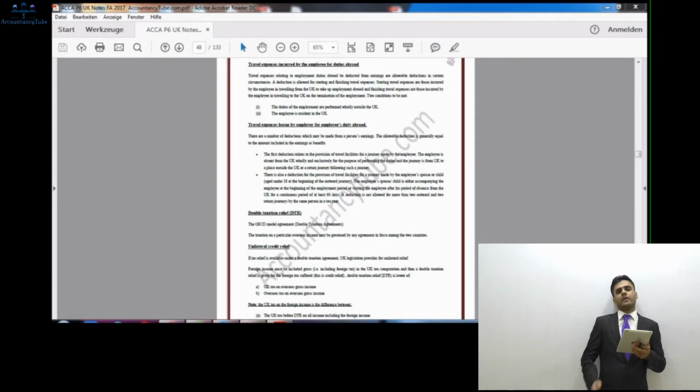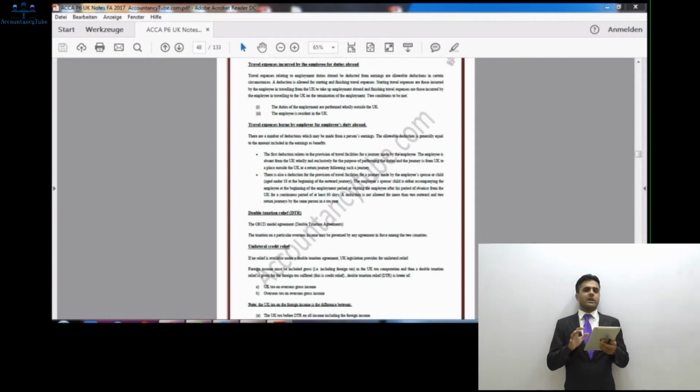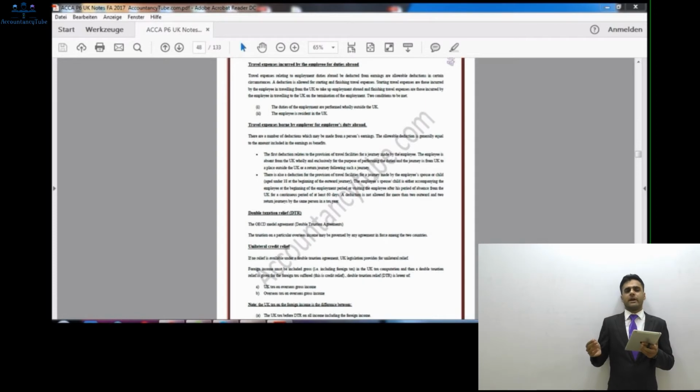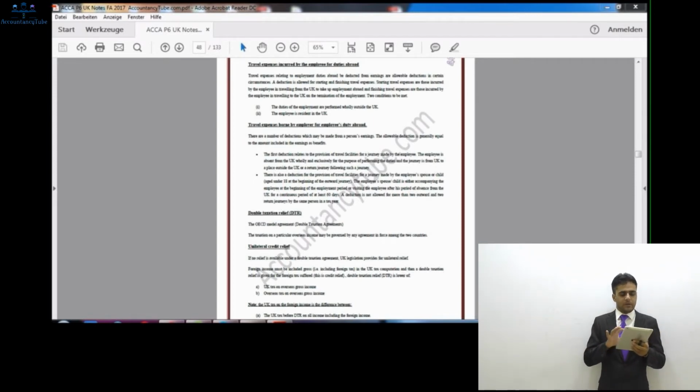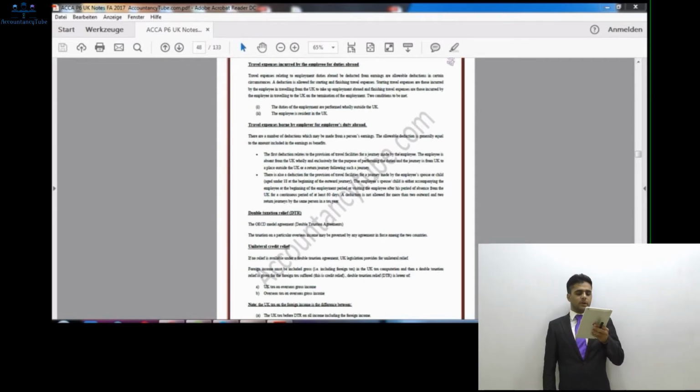But we will do it later when we have covered inheritance tax and capital gains tax, because the double taxation relief is exactly the same for inheritance tax, capital gains tax, and income tax. It doesn't matter which tax it is. The way to calculate the double taxation relief will be exactly the same. All right, so we will do it later when we have studied the other bits and pieces as well.